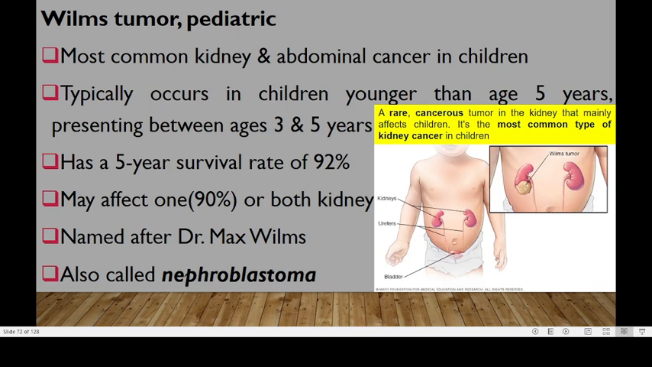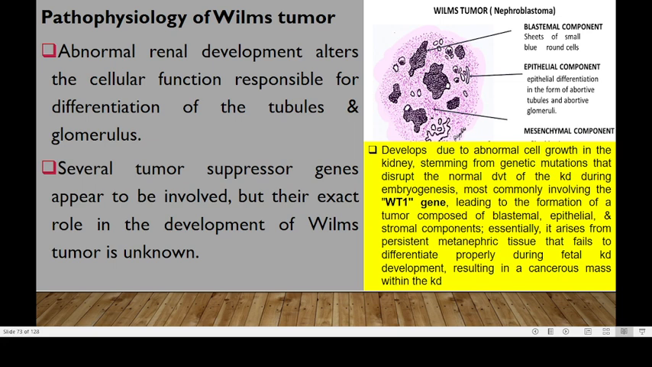It might affect one or both kidneys. So 90% of cases will be related to one kidney, while the other 10% will be bilateral, so that's affecting the right and the left. This disease was named after a physician by the name Dr. Max Wilms. And this condition can also be referred to as nephroblastoma, right? It's a rare cancerous tumor in the kidney that mainly affects children. It's the most common type of kidney cancer in children.